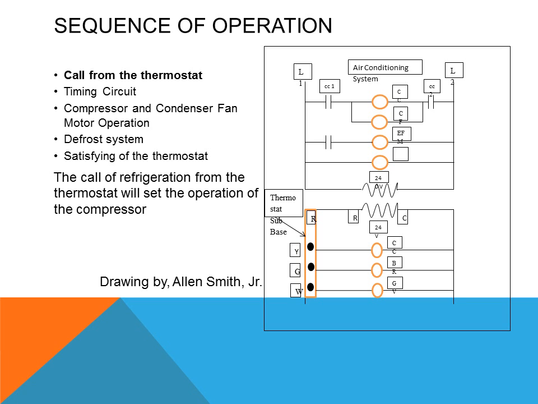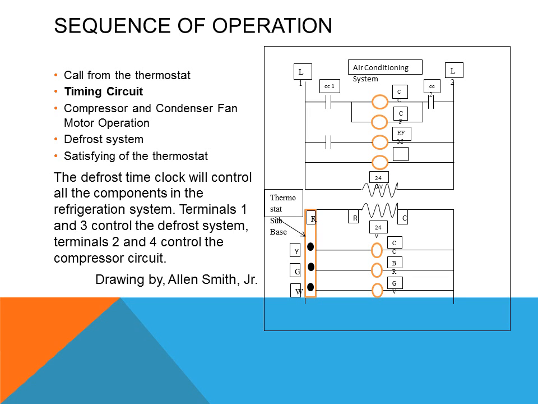So, the sequence of operation. The first call, the thermostat, is the circuit that cycles on and operates pretty much everything, or at least the refrigeration cycle. The call of refrigeration from the thermostat will set the operation of the compressor. The defrost time clock in a freezer pretty much controls everything. So the defrost time clock will control all the components in the refrigeration system.